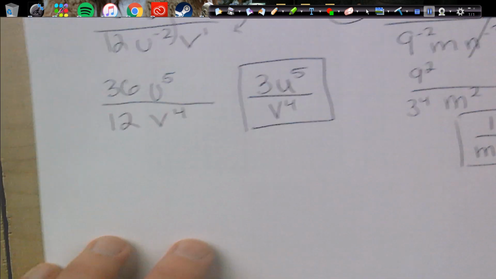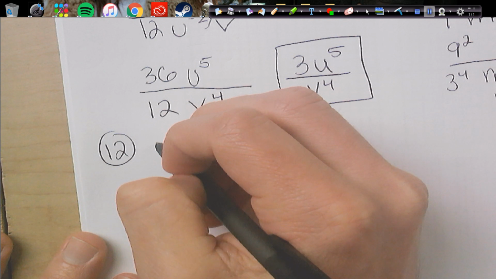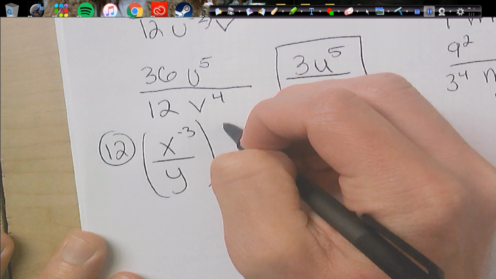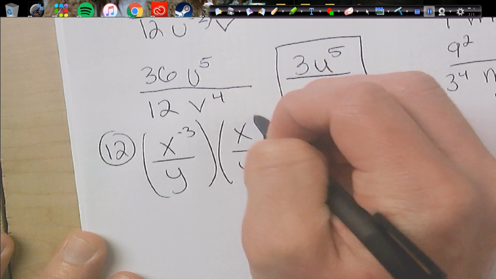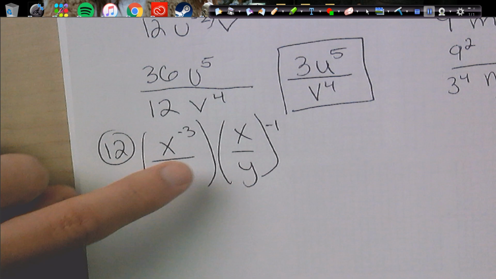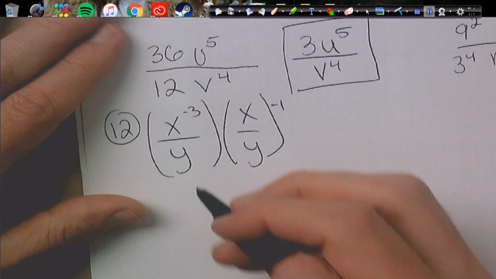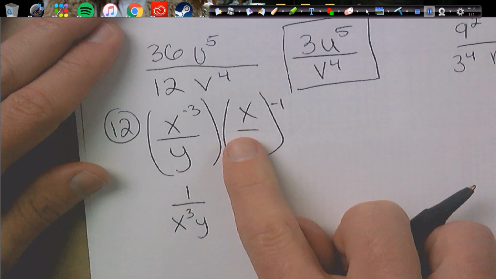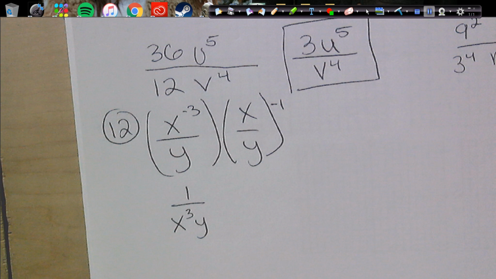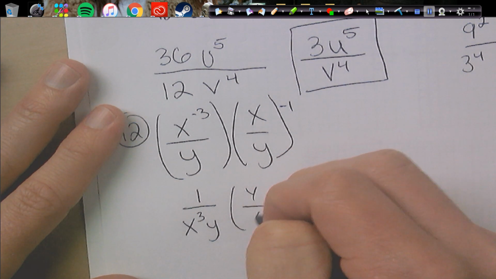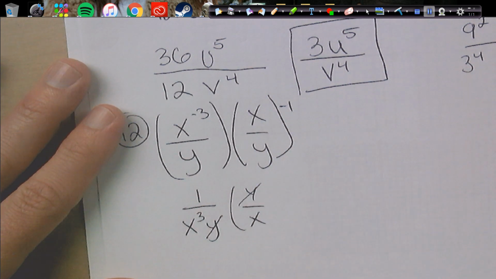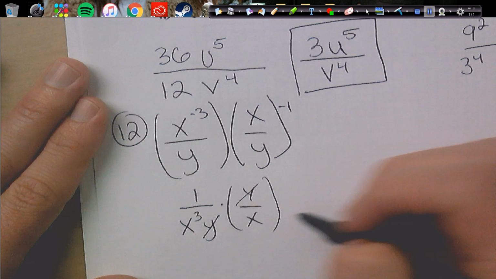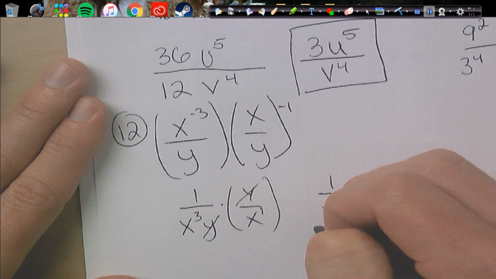Number 12. So we have x to the negative 3rd power, so that's going to come to the bottom, so this will become x cubed y. And over here, the whole thing is a negative, so the whole thing is going to flip. And that's going to become y over x. The y's will cancel each other out because they're multiplying. X to the 3rd and x to the 1st is going to become x to the 4th.